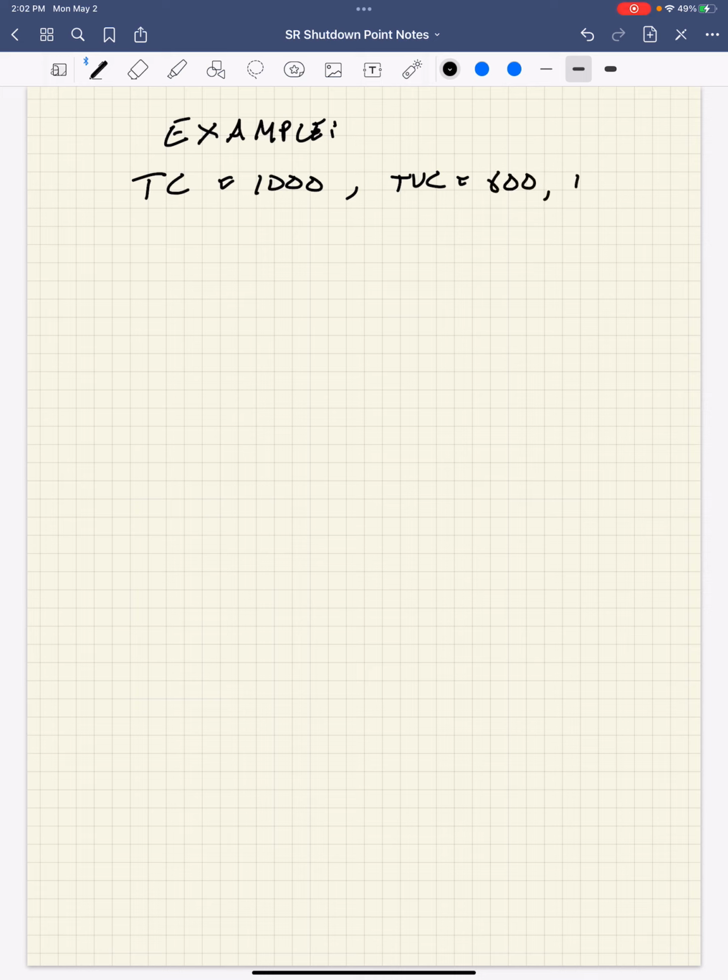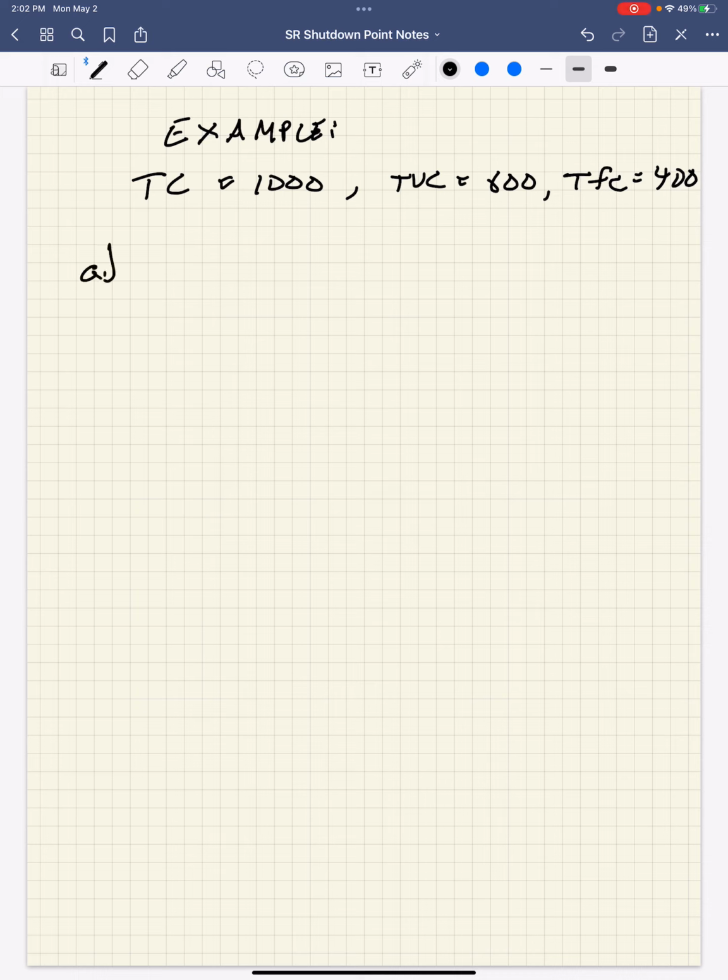So let's look at an example here. And let's just set some numbers up here. So imagine we have a firm that has total costs of 1,000, which is made up of our variable cost, we'll say is 600, and our capital cost, our fixed cost, are 400. And let's see how that firm would react in different circumstances.